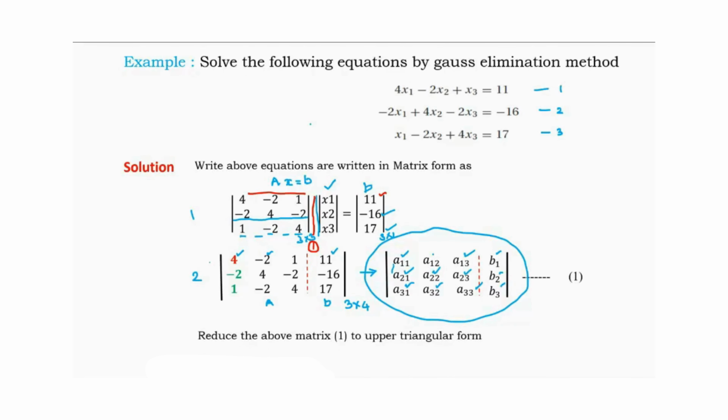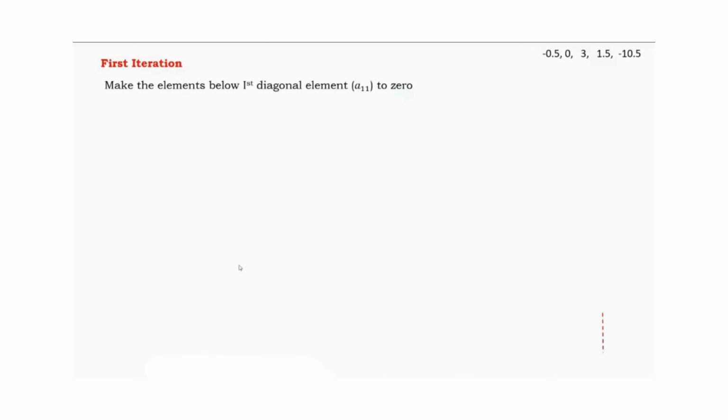Now reduce the above matrix to an upper triangular matrix. For reducing this, what do we have to do? We have to make this 0 and this 0. Then it converts into an upper triangular matrix, isn't it? For this procedure, we have to apply the forward elimination method, which we will see in the next slide.